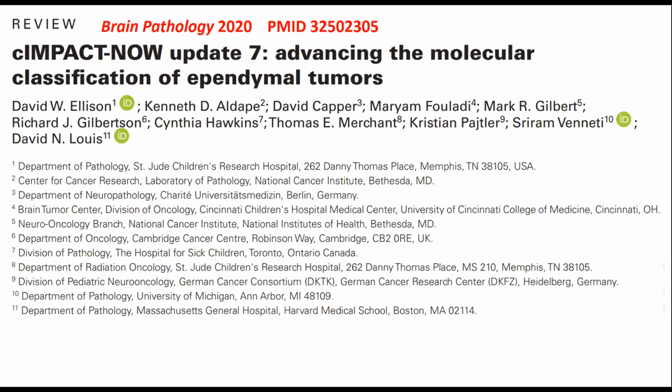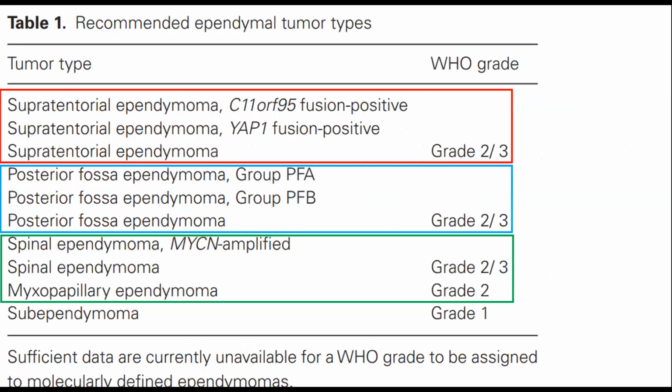Here is the most recent one. I think this is finally the last: advancing molecular classification of ependymal tumors. Here's the new molecular classification. Classified first by anatomic compartment: supratentorial, posterior fossa, spinal, and then subependymoma bridges all 3, so it gets a separate category.